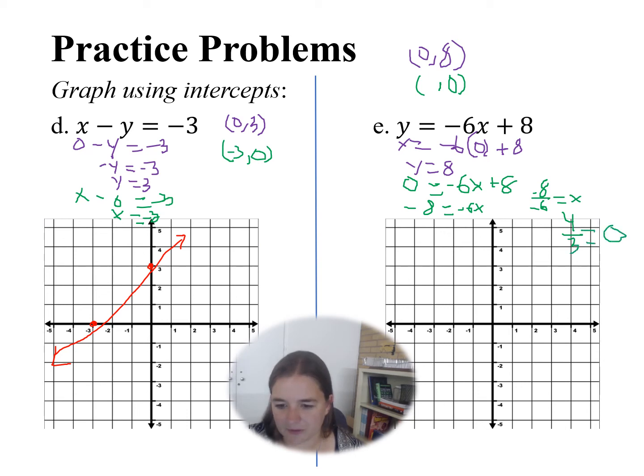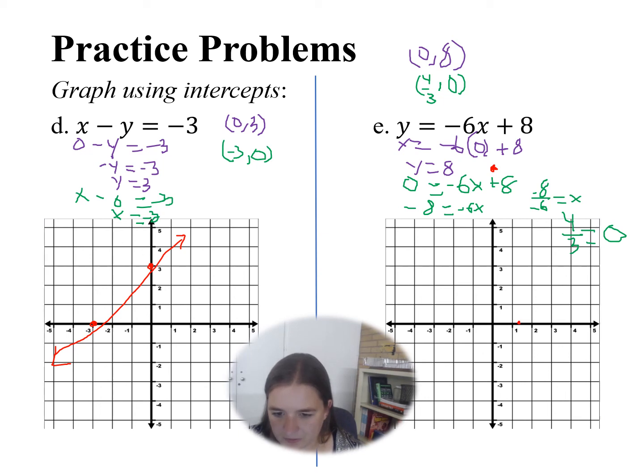This is going to be difficult to graph on the page that I have here, but we're going to try our best. We get 4/3. So my two spots that I'm going to graph: I have 0, 8. So 5, 6, 7, 8. We're going to say that it's going to be somewhere around here. And I have 4/3, 0, which is a little bit more than 1.